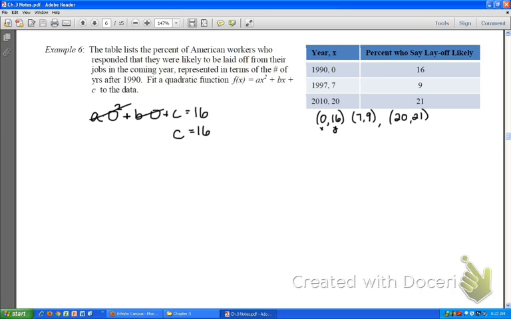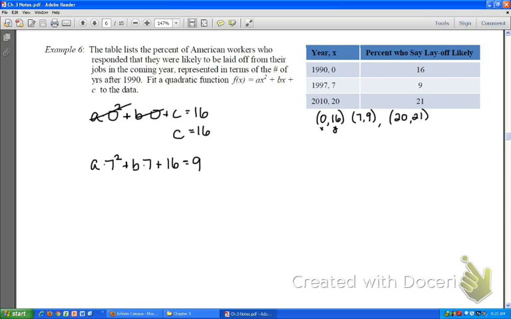Okay, your second equation is very similar, except now you're using the second point, so your x value is 7. So you'll be plugging in a times 7 squared, that's your x squared, plus b times 7 plus c, but what do we know that c is overall? So I can just put 16 in now and use it. That's going to equal 9. I'll go ahead and clean that equation up.